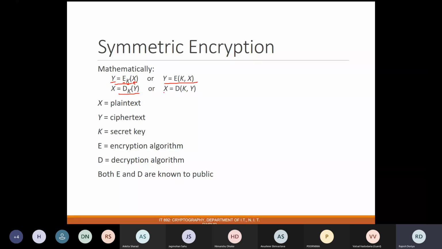And similarly, this is how you can represent the process of decryption. Y over here is your ciphertext, D is your decryption algorithm, and K is your key. So this is how the process of decryption can be represented mathematically.